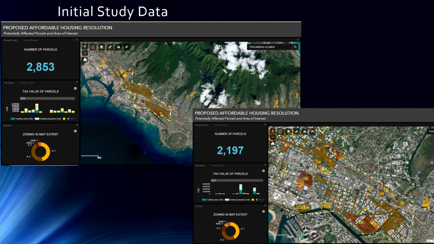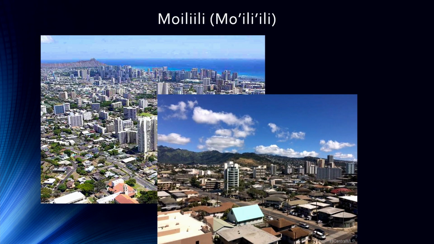And Rhonda put together this web map that shows the number of parcels that fall within the apartment zoning districts. And these zoning districts can vary across the island, and so this web map is also dynamic and can adjust based on the area that you're looking at. So what we found was the location where the greatest impact may occur. And this area is known as Mo'ili'ili.